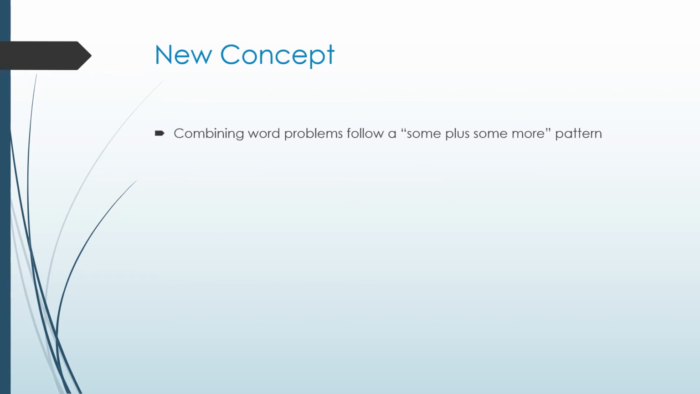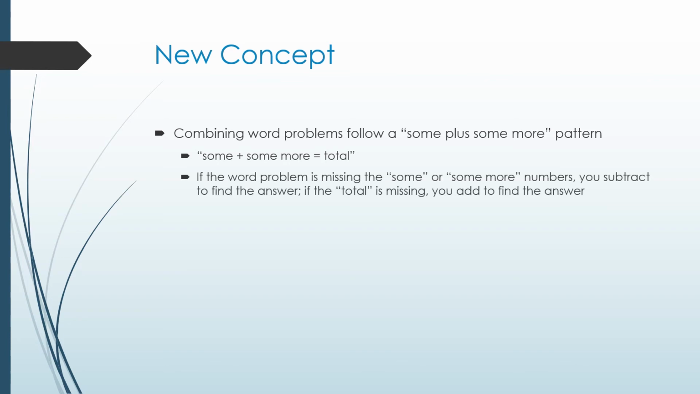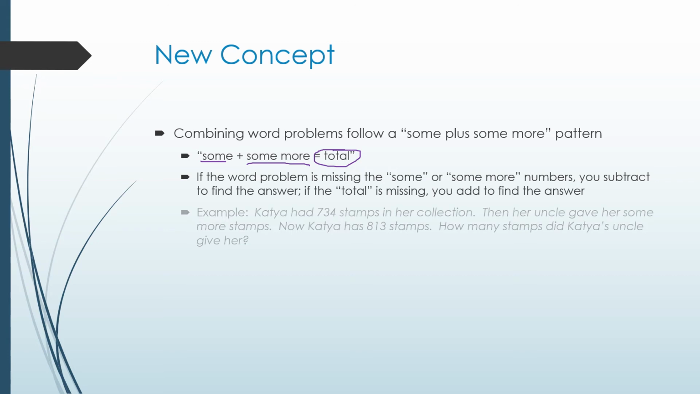So today we're talking about word problems. Combining word problems are a sum plus some more pattern. Sum plus some more equals the total. If a word problem is missing either of these numbers, you're going to subtract to find the answer. If you're missing the total at the end, you're going to add to find the answer.